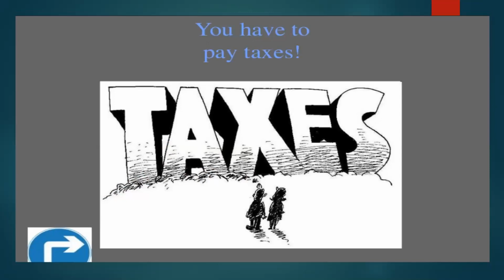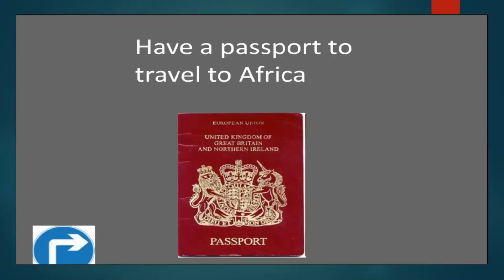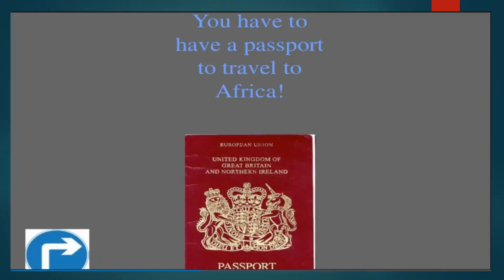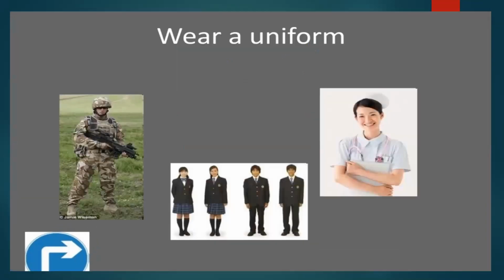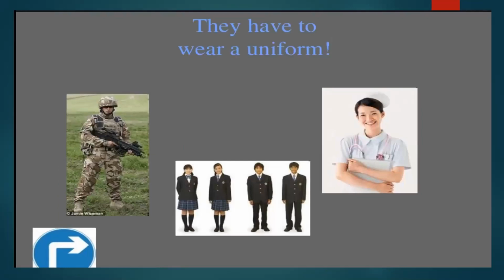So what do you say? I have to pay taxes. Have a passport. Again, here you have a compulsion, external pressure. We have to have a passport to travel to Africa. Otherwise, they don't let you go out. Wear uniform. What do you say? They have to wear a uniform. Someone is pressurizing you to wear a uniform. That is, the institution is pressurizing you to wear a uniform. Otherwise, they don't let you in.